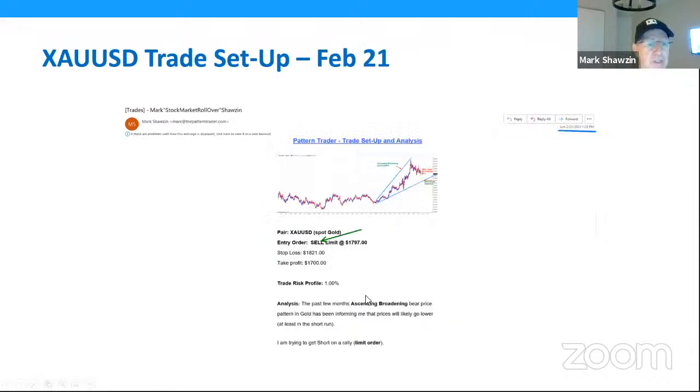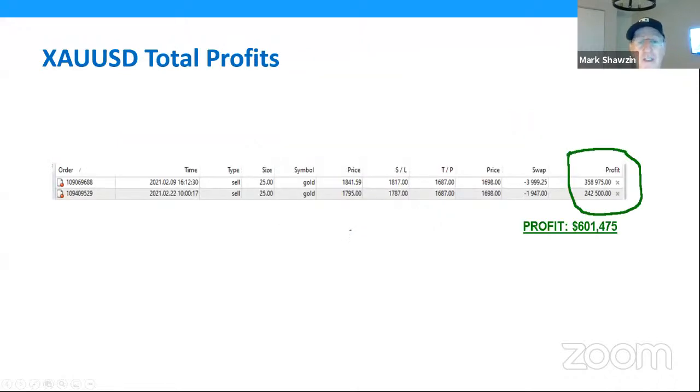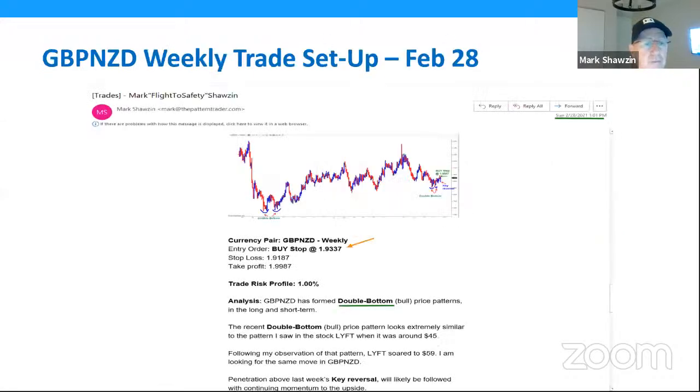I added to my position at 1,797. Again, the thing started working in my favor. I talked about the ascending broadening price pattern, and made a whole bunch of dough on my evaluation of this market. Hit my take profit at 1687 and made a whole bunch of money.